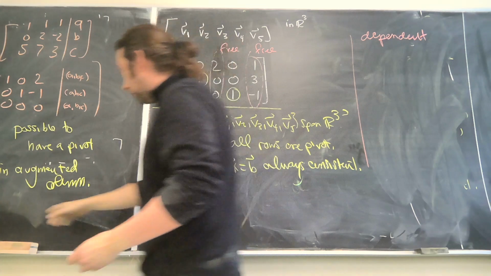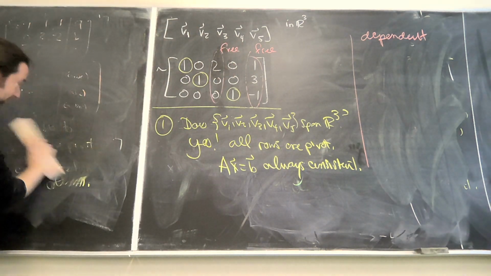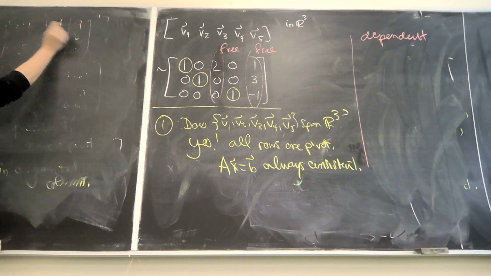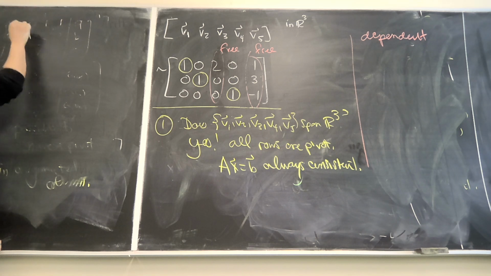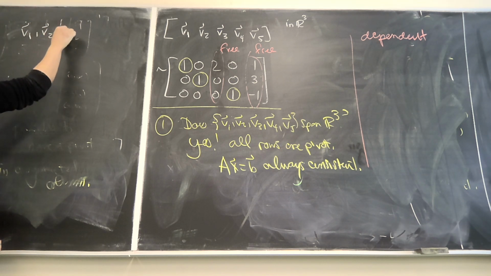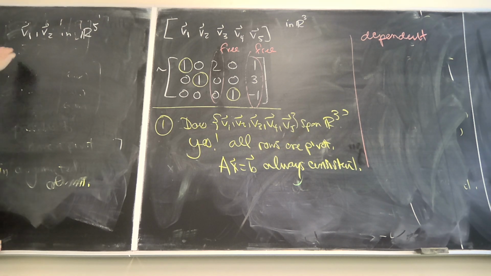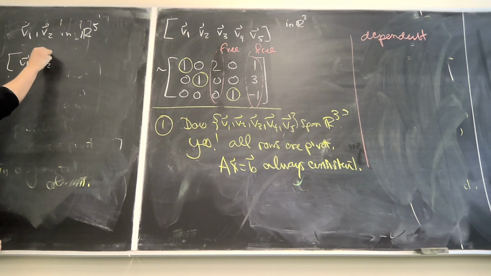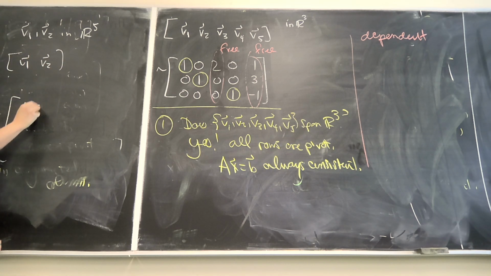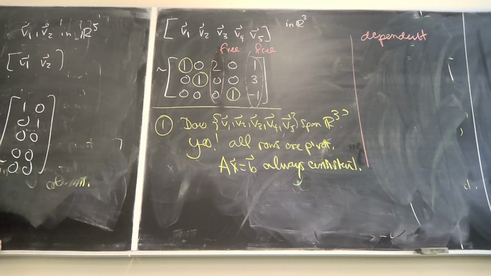So now I'm going to give you a different question, sort of the converse sort of thing. What if I had vectors V1 and V2 in R5, and their matrix row reduces to this? That's possible. Those are both vectors in R5, and they row reduce to this. Does that set of vectors span R5?